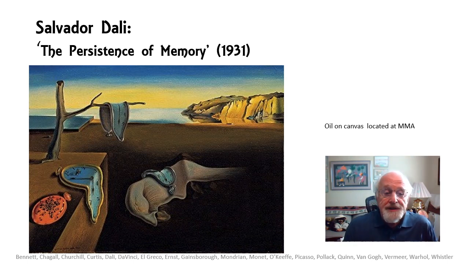Take your choice. When asked, Dali himself quipped that they reminded him of camembert cheese melting in the sun. Given that the ants in the lower left are symbols of decay, I choose inconsistency or impermanence of time as my impression or my view.